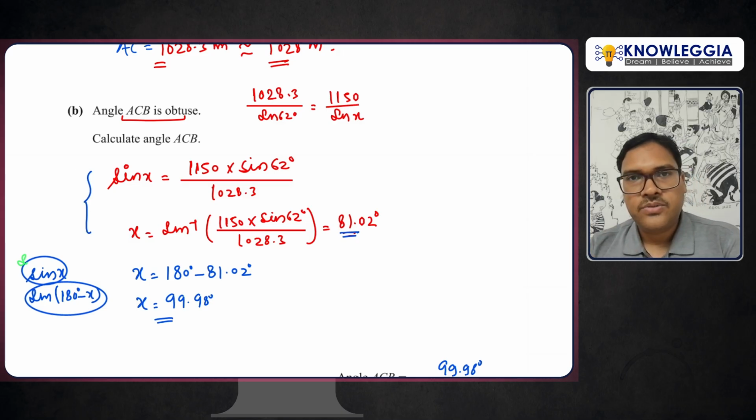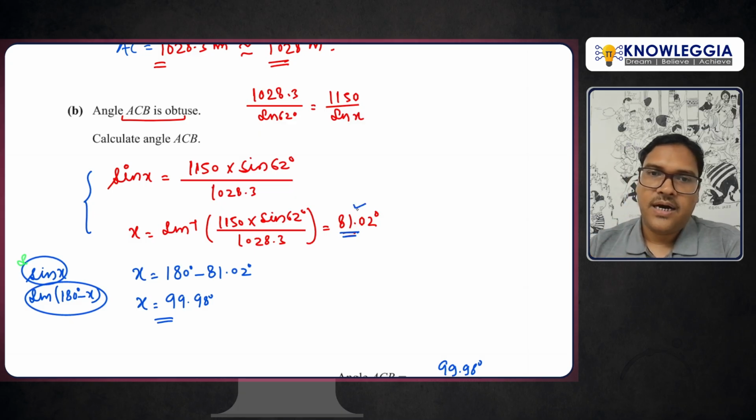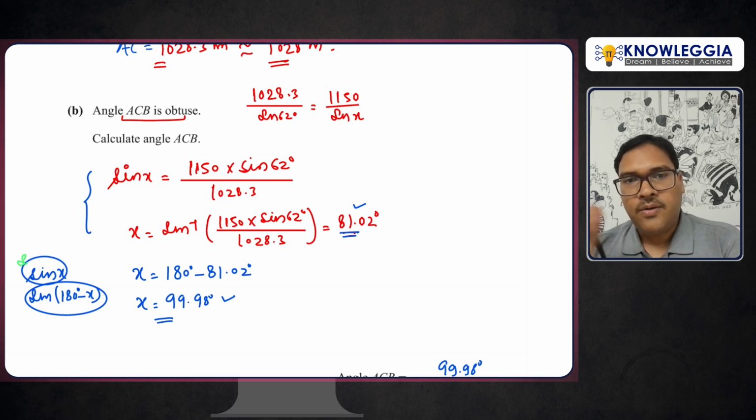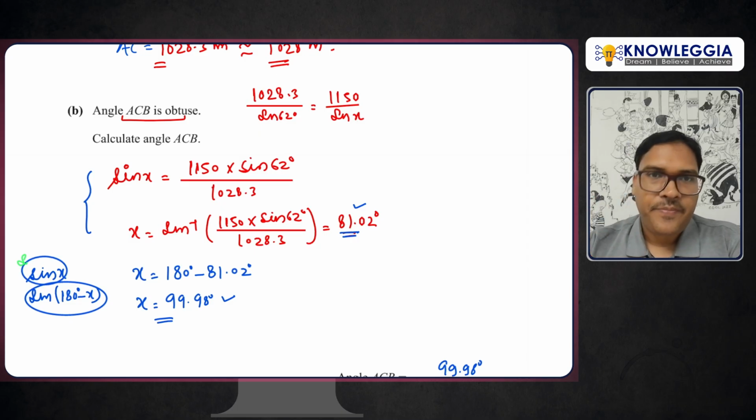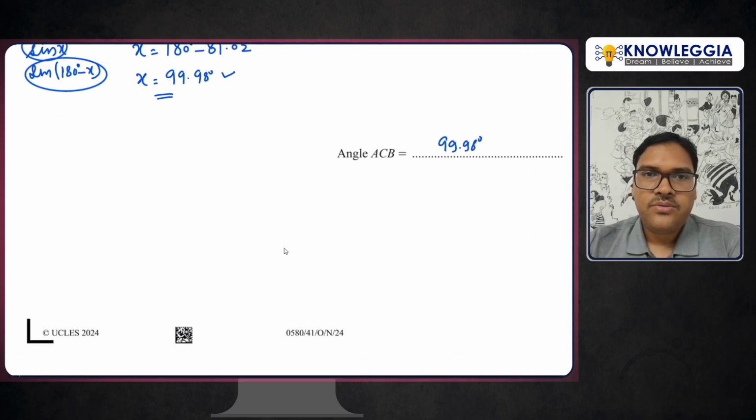Whenever you are calculating using the sine rule, you'll get two values of x. If they ask you to write the acute angle, then you write this answer. If they ask you to write the obtuse angle, then write this answer. If they don't ask you to write acute or obtuse, they don't mention it, then you can write both, and both answers will be correct. Okay. So this is how you can solve this question.